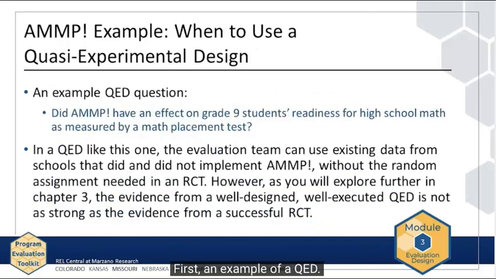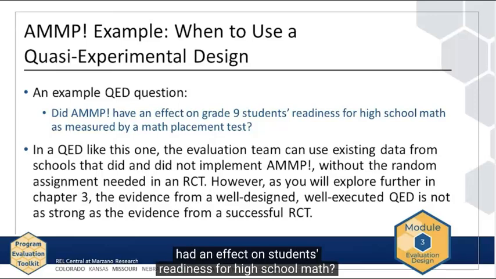First, an example of a QED. What if the AMP evaluation team wants to understand whether the program has had an effect on students' readiness for high school math? In this case, the team can stretch this example to include a set of partner schools that serve similar populations of students. Because these schools are not using AMP, they provide a potential comparison group. These schools are using a business-as-usual condition in which no new interventions or programs are offered.